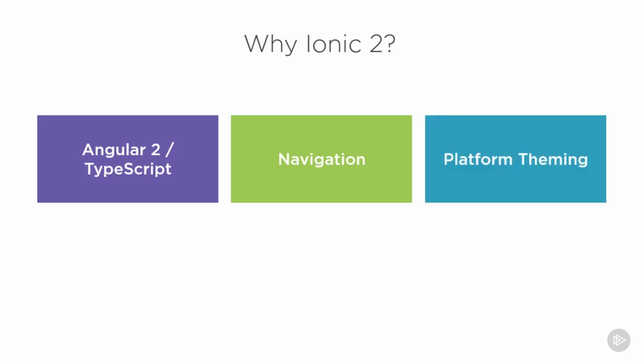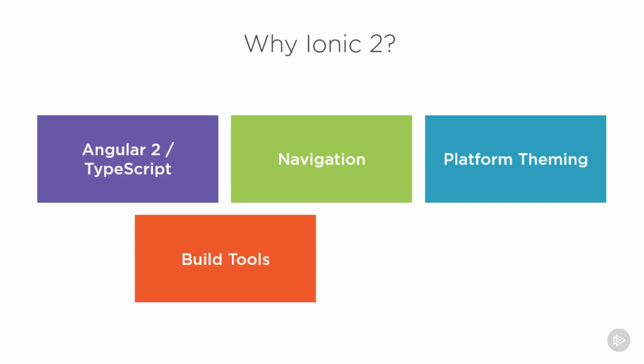Another new feature in Ionic 2 is automatic platform theming. For example, the framework will detect if you're on an Android device and render an Android-style theme, and similarly, an iOS-style theme if you're on an iOS device. You'll see numerous examples of that throughout this course.